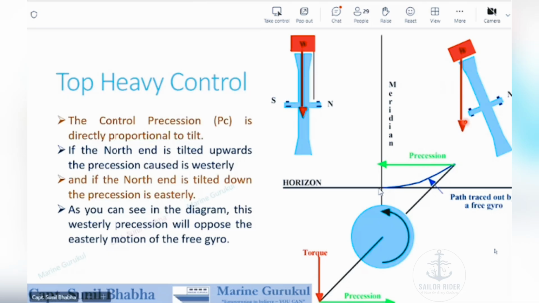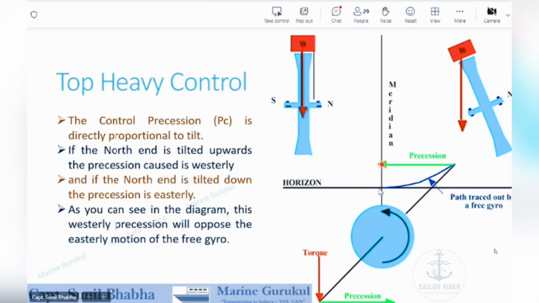this control precession comes into the picture. As soon as the spin axis is tilted, the weight is no more directly above the COG of the rotor. It tries to push the south end downwards. You can have a look here. The red arrow represents the torque acting on the south end of the spin axis, and since it is moving anti-clockwise, it generates an easterly precession of the south end of the spin axis. With the south end precessing in the easterly direction, the north end has to precess in the westerly direction. The green arrow shows the direction of precession, and you can see that this is opposing the eastward motion of the free gyro, and it is taking the spin axis back towards the meridian.